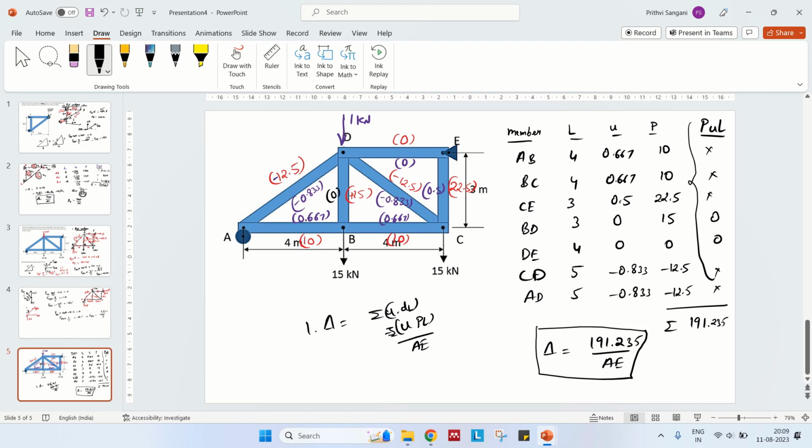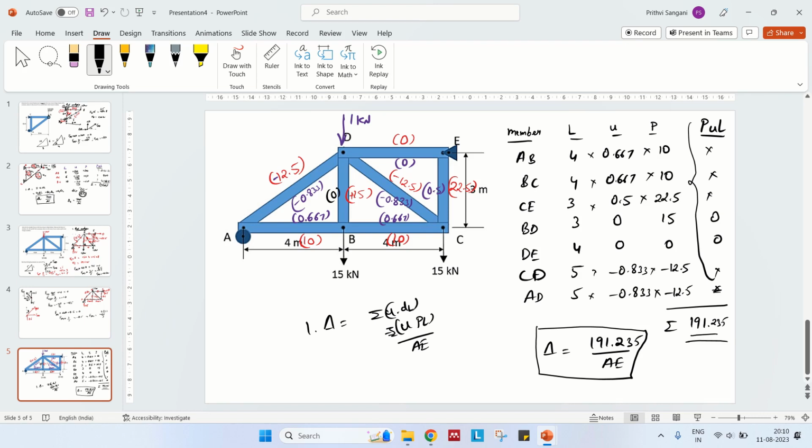These things I didn't calculate because this is just a normal multiplication. So you need to just multiply all these things and then you can find it out. And then you need to sum everything. So you'll get the summation of UPL.